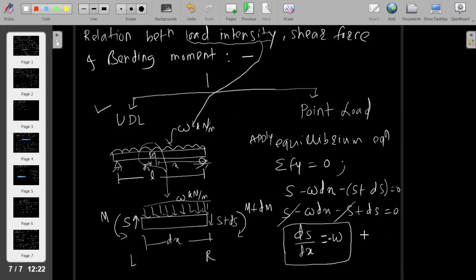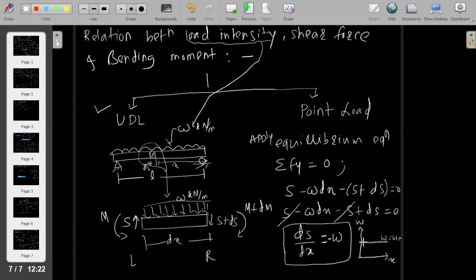I don't know how much of this you understand. This is x, the direction we are considering, and this is the load intensity. If the shear force is constant, then W is zero, meaning there is no load. If W is a constant value, suppose here it is 10 kilonewton, then the load is coming on constant like this.